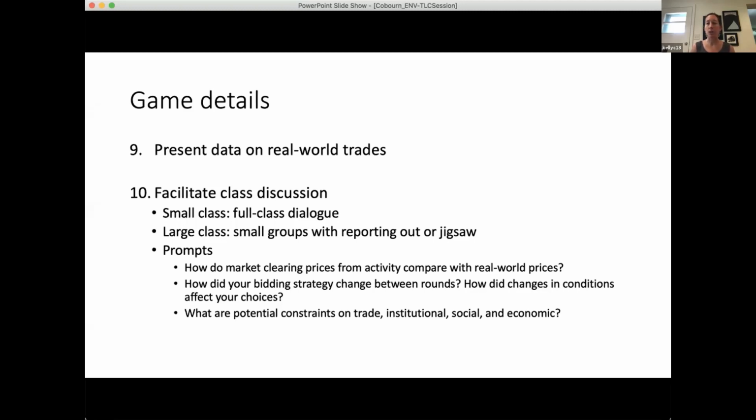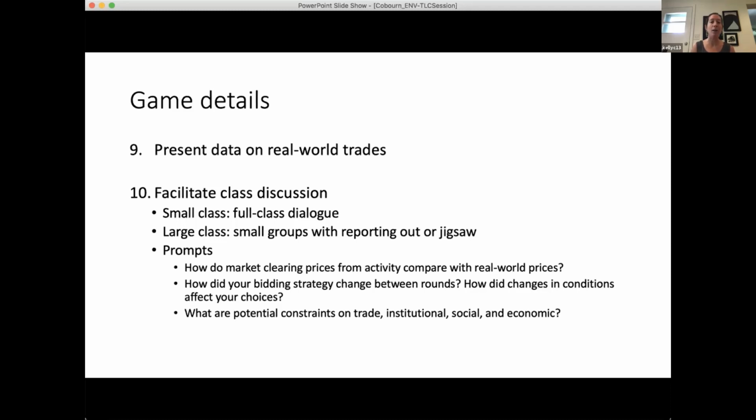And so with a large class, I either send them back to the groups that they worked with to have a discussion, or I'll use a jigsaw approach and actually split the groups up and into new groups so that the new groups have representatives from different original groups. And I provide them with a series of prompts to help them think through, how do the market clearing prices from the activity compare with the real world prices that we've observed from trades, and that's universally met with some shock on their part.